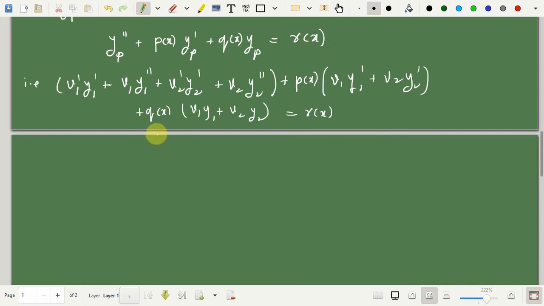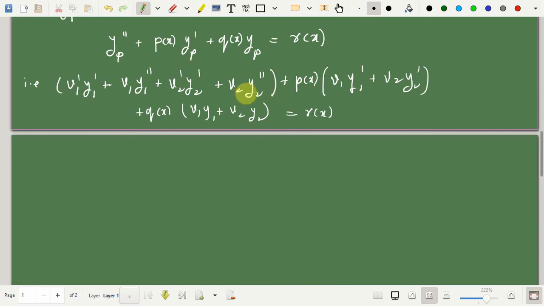That's exactly the left hand side of the second differential equation, and in that case, since y1 is a solution of the second differential equation, that term will become 0. So that's how we simplify this. Again, similarly you can do the same for y2 prime also.